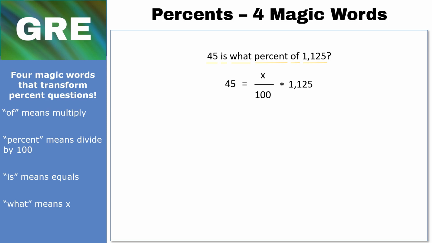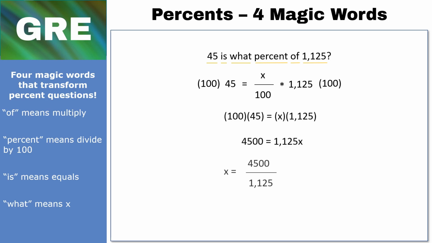Now here's a pro tip. Anytime you're dealing with fractions, it's almost always easiest and fastest to multiply the entire equation through by the denominator, because that gets rid of the fraction altogether and your life just got easier. So all we do is keep on moving through the algebra, and what we find is that 45 is 4% of 1,125. Okay, great job.